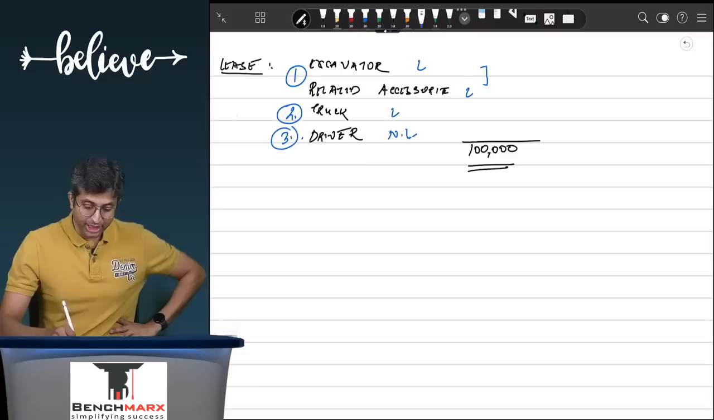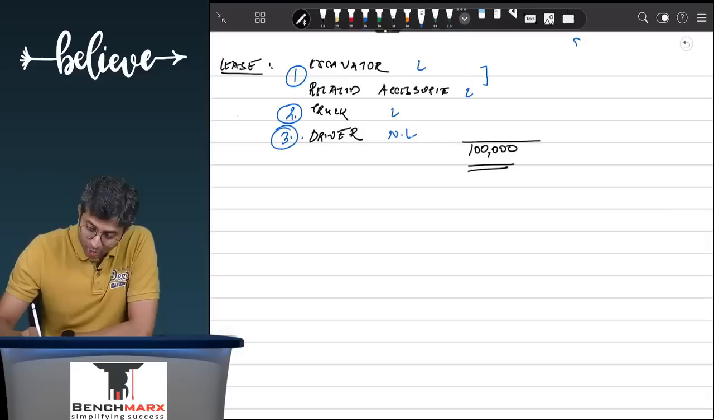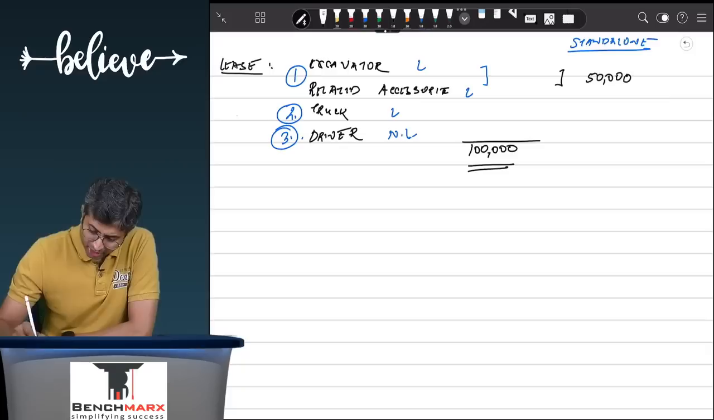So, how will you segregate? Well, you will try to find what is called the standalone price. So, let us say the standalone price for the excavator and the accessories together is 50,000. For the truck, let us say the truck is 40,000. And the driver, let us say, is 35,000. In which case, ideally, the total payment should be 1,25,000.